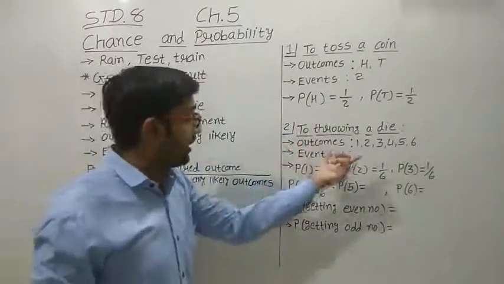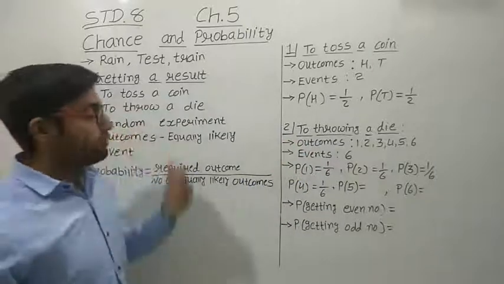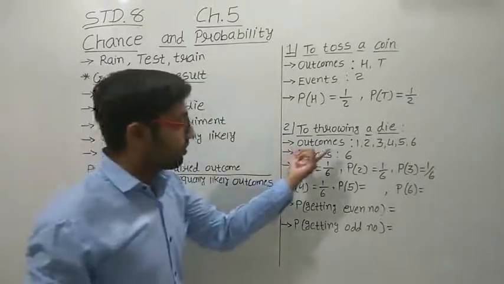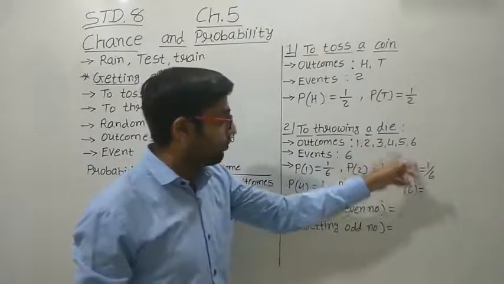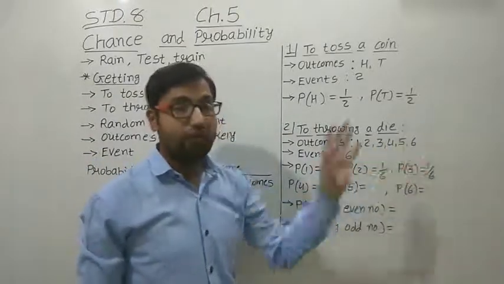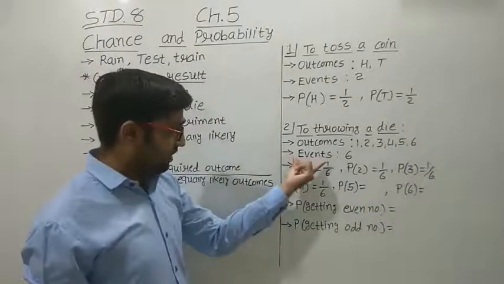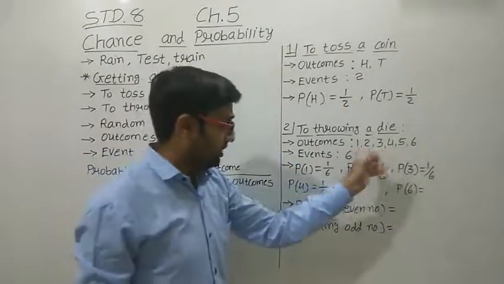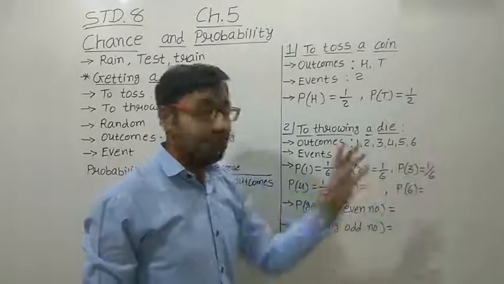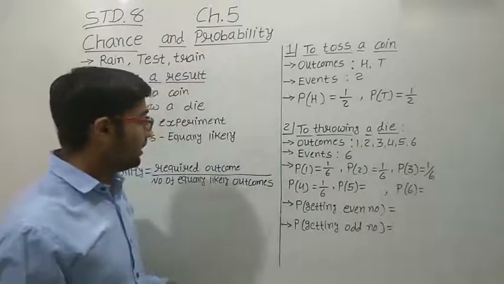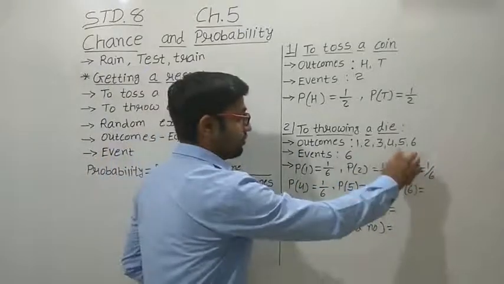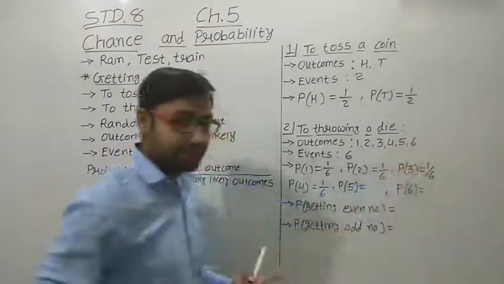Throwing a die is a random experiment. What are the possible outcomes? Either we get 1, 2, 3, 4, 5 or 6. So the total events here are how many? 1, 2, 3, 4, 5 and 6. Total events are 6, right? So the number of equally likely outcomes is 6.